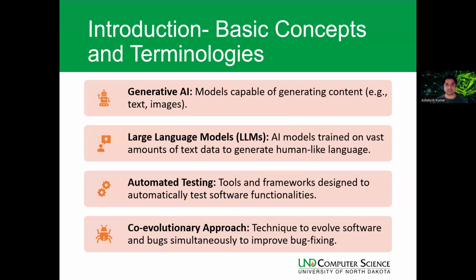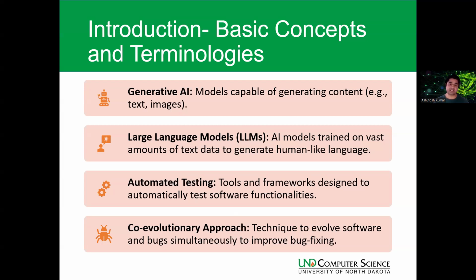Before we deep dive, it's necessary to understand some key concepts. We'll start with generative AI. Generative AI refers to models which are capable of generating content such as text or images. Large language models, LLMs, are AI models trained on very vast datasets to generate human-like language, such as ChatGPT or Mistral or Gemini from Google.